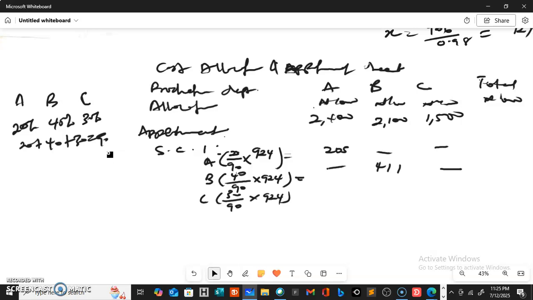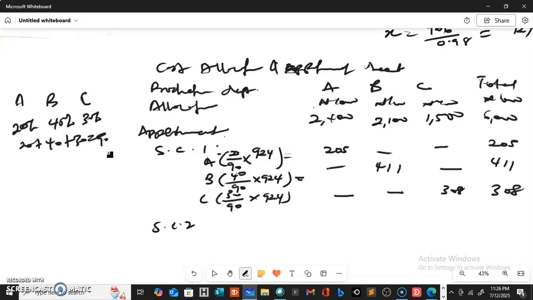So for C, we have 30 times 924 divided by 90. That's 308. So when we have 308 plus 411 plus 205, it must give us 924. So let's bring the figures down here: 205, 411, and 308.